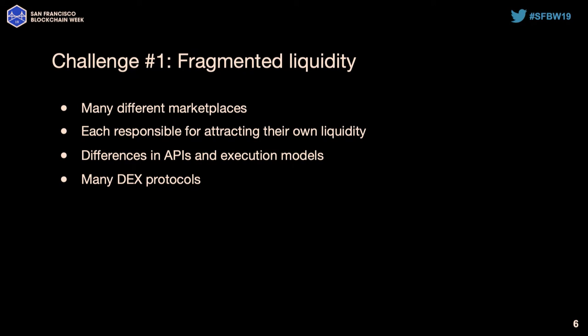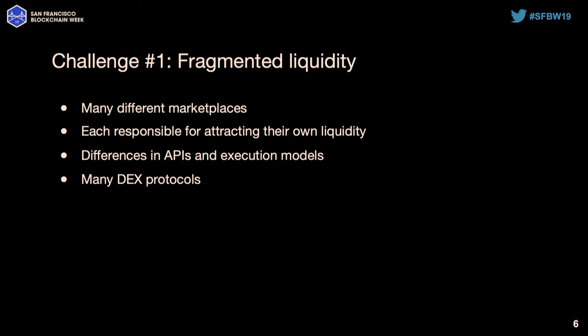So here's the gist of the problem. There are many different liquidity pools fragmented amongst many different exchanges. And for an end user, that's undesirable because if they are using just a single exchange, they are going to get worse prices than if they were to aggregate all that liquidity together, right? There's going to be higher slippage on any single exchange.